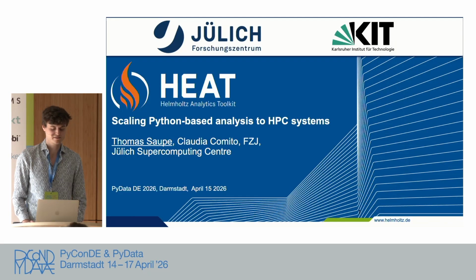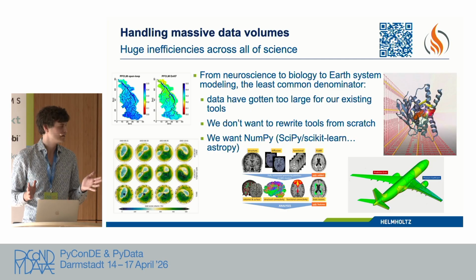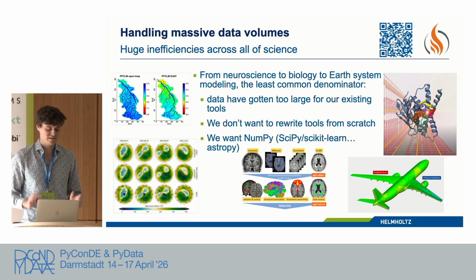So yeah, I'm going to present Heat, which is a Python library for distributed data analysis. It's an open source code that's developed at Forschungszentrum Jülich and KIT in Karlsruhe. So let's start with a bit of a motivational slide where we have some pretty pictures of people doing science with data. Like they somehow analyze some data.